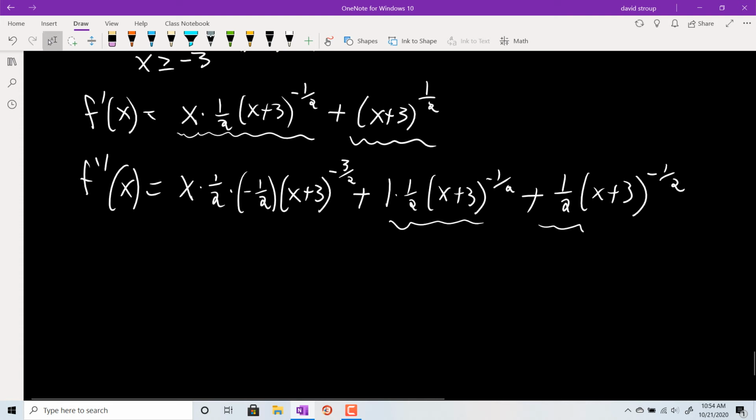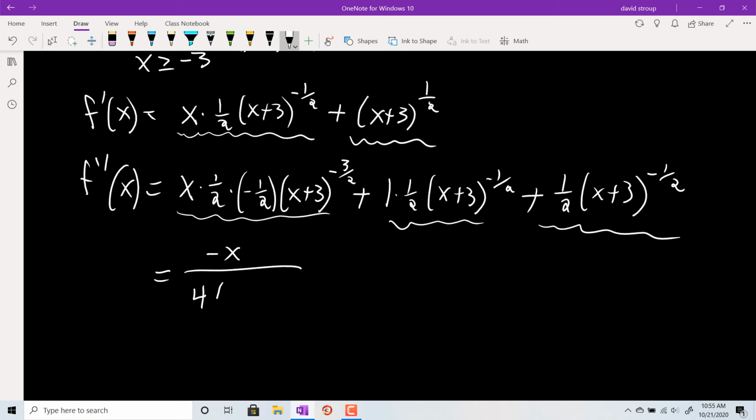These terms can be combined. They're like terms basically. Let's clean this up as well. So I'll have -x all over 4 times x plus 3 to the positive 3/2 now. And then plus 1/2 of these plus 1/2 of those is 1 whole of those. So that would be 1 all over x plus 3 to the 1/2.